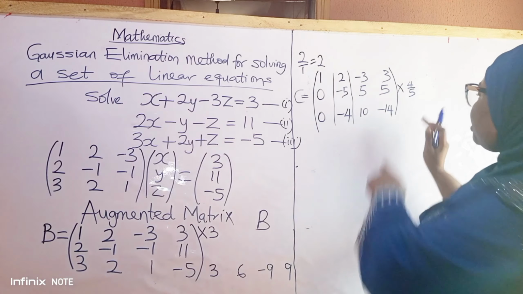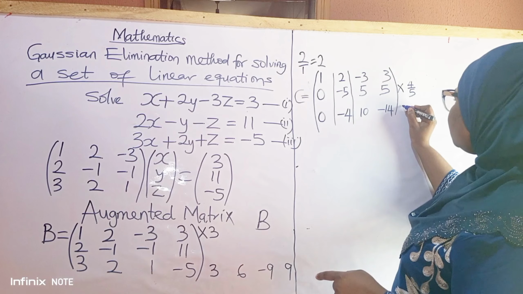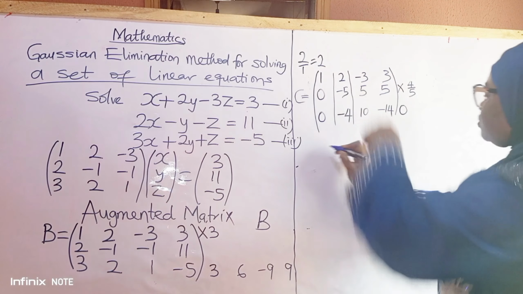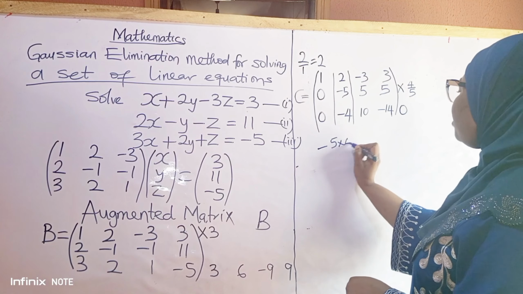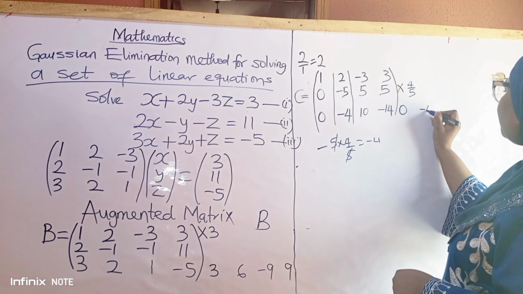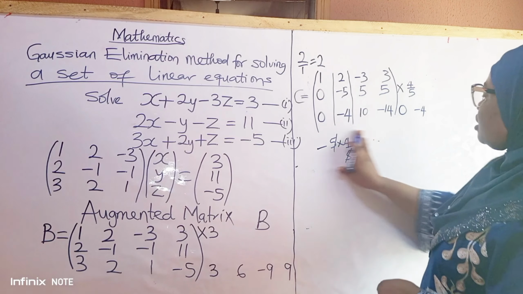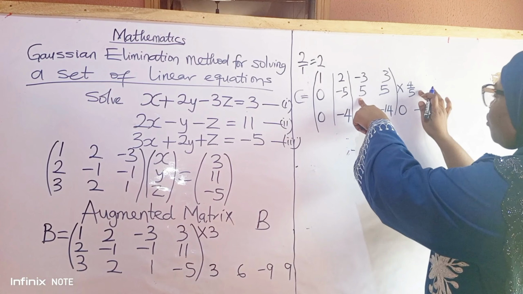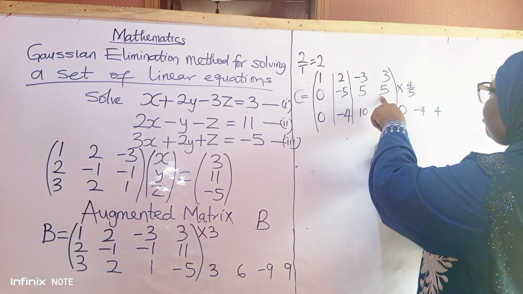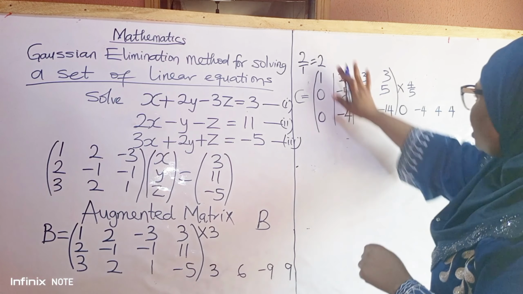Now, it will be 0 multiplied by 4 over 5 is equal to, I write it here, 0. Minus 5 multiplied by 4 over 5 is what? Minus 4. So minus 4. 5 multiplied by 4 over 5 is what? 4. Then 5 multiplied by 4 over 5 is also 4. So now do subtraction.